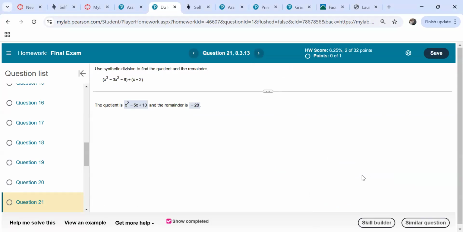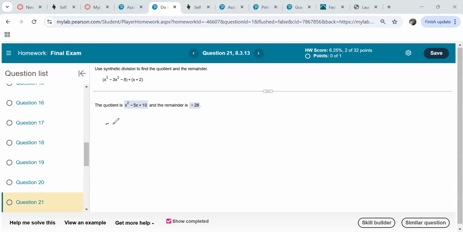All right, so this is part of the newer material. So we want to do synthetic division and find the quotient and the remainder. So by synthetic division, what I want to keep here are just my coefficients. And then I need to make sure I'm not missing a term. So let's go back a little bit.